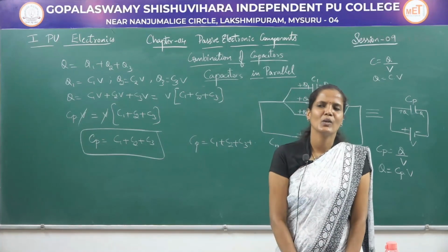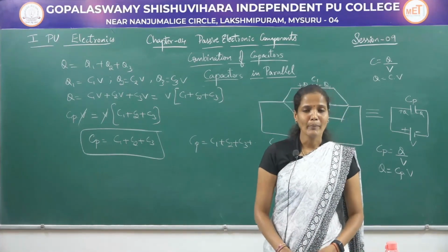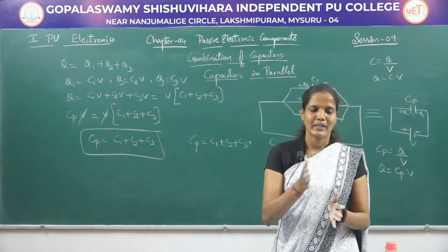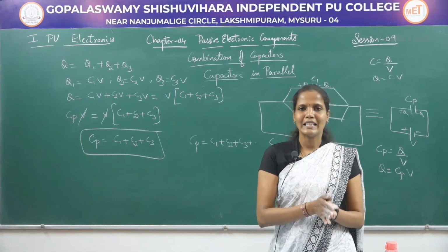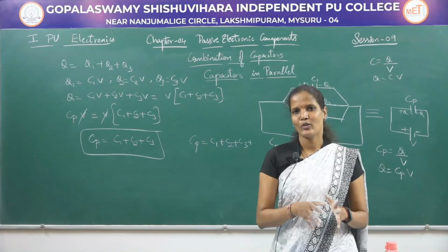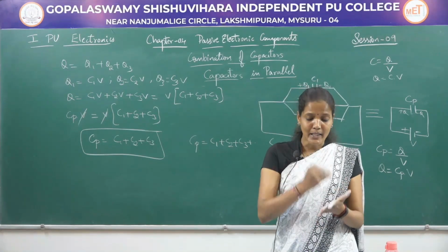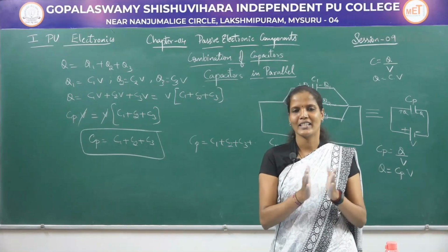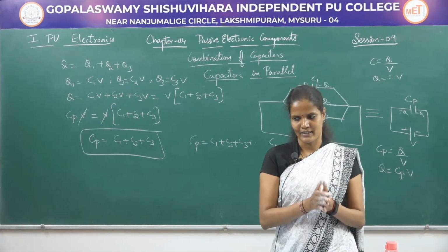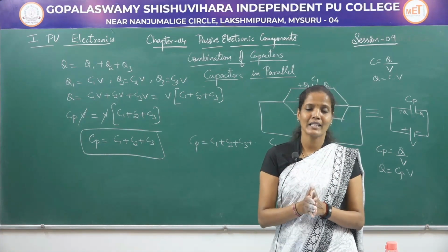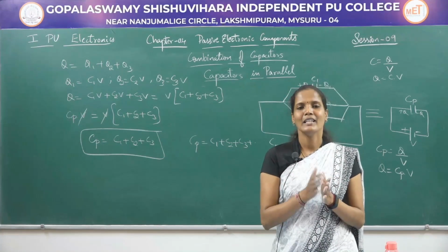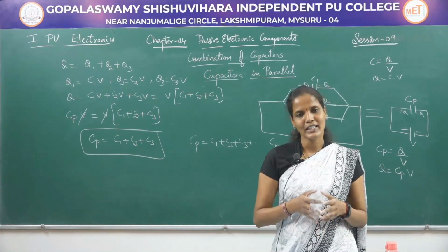So in today's session, we dealt with the combination of capacitors. Capacitors can be connected in two different ways, either in series or in parallel. In the series combination, the reciprocal of the effective capacitance is equal to the sum of the reciprocals of the individual capacitances. Coming to the parallel combination, the effective capacitance will be equal to the sum of the individual capacitances.